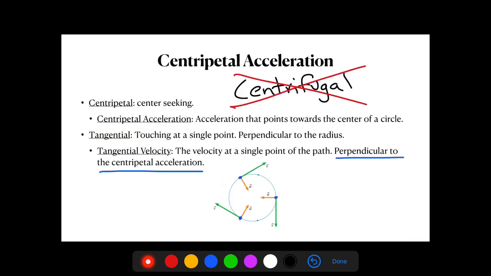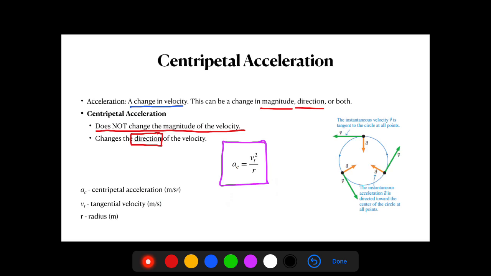But what we need to remember with this, and what's tough, is that centripetal means center seeking. It always points towards the center. The centripetal acceleration changes the direction of the velocity, but the velocity magnitude stays constant. So the total velocity, the speed of it, the magnitude of that velocity stays the same, but the direction is changing because of a centripetal acceleration.